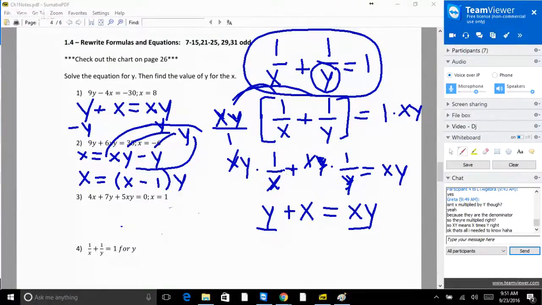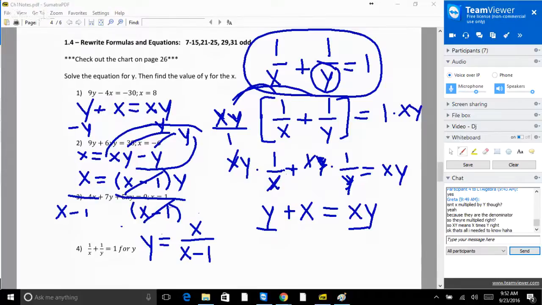Okay, so we're back over here. We're actually almost there. We pulled y out of our two terms, and we now need to get y all by itself. And we're going to do that by dividing by x minus 1 on both sides. So when all is said and done, I get y equals x divided by x minus 1. These are challenging. These are like the tricky ones.